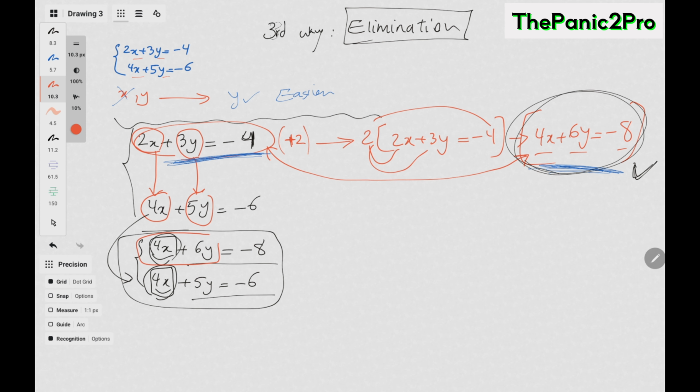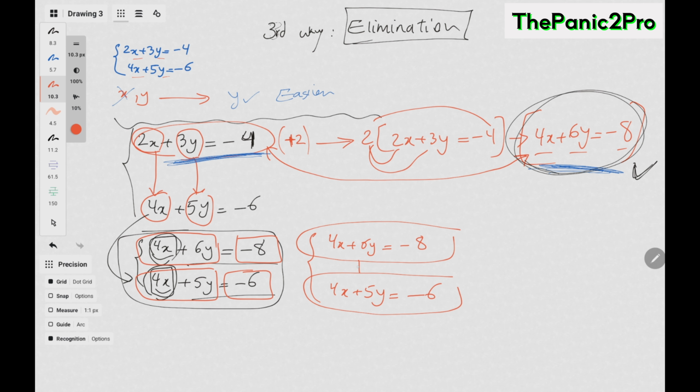this is one side, this is another side, this is one side, this is another side, right? I'm gonna subtract them. Rewrite that. 4x plus 6y is minus 8. 4x plus 5y is minus 6, right? I will subtract these from these, side by side. Left hand side subtracted, and then right hand side subtracted too.